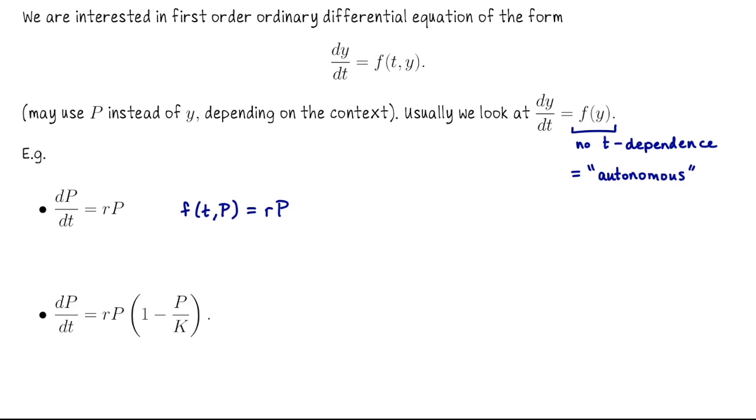For the second example we've seen so far, this is also a first-order autonomous differential equation, and its right-hand side gives us another function which really only depends on the population p. F of t and p is rp times 1 minus p divided by k. I wrote both of these functions in the general form where we have f of t and p, but both of the examples are autonomous. The right-hand side only depends on the population.